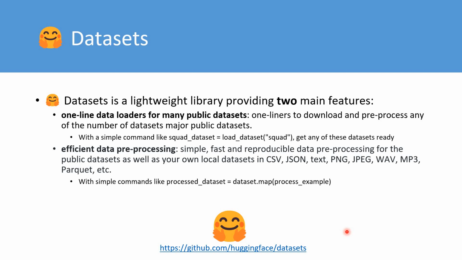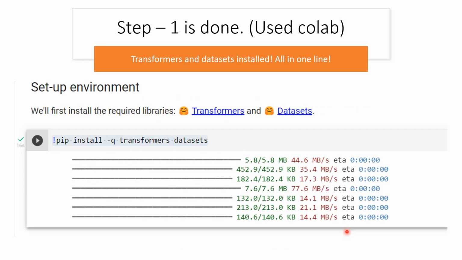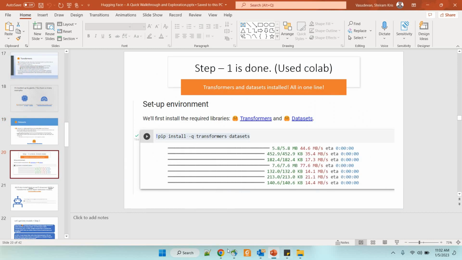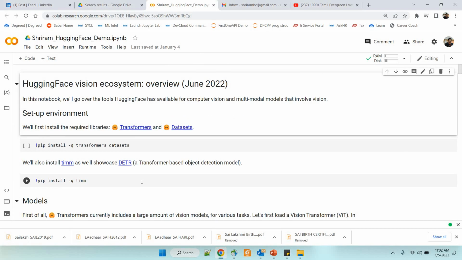So we have seen about the transformers, we have seen about the datasets. It's time for us to go ahead. Instead of me walking through a PPT, it is better that we understand the code right away from the Google Colab. That is where we have implemented all these, and it's going to be fun. I'm telling you, it's real easy.